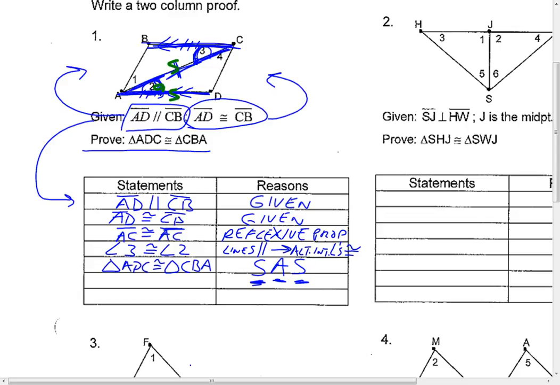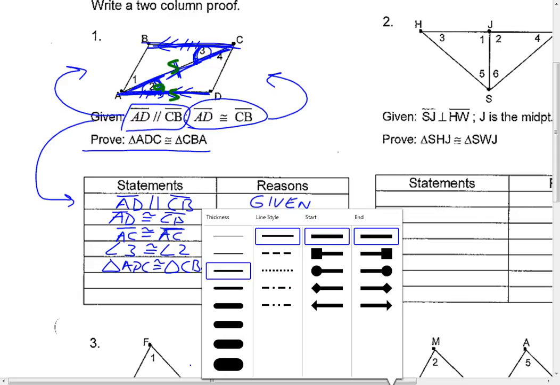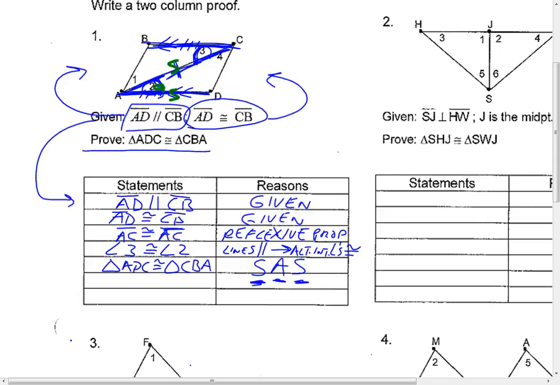How many letters in SAS? 3. So, you should have 3 congruency statements that you've written down previous. Do we have 3 congruency statements previous? 1, 2, 3. If you can't count 3 congruency statements, then you forgot to put something down. That's how you check.